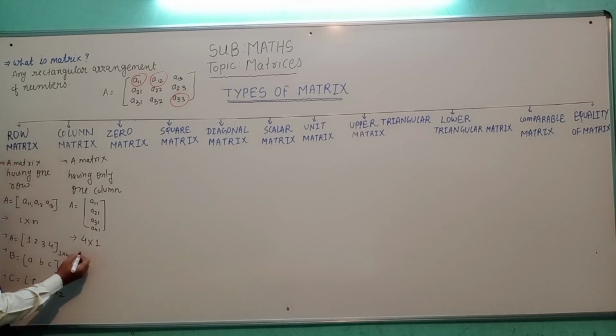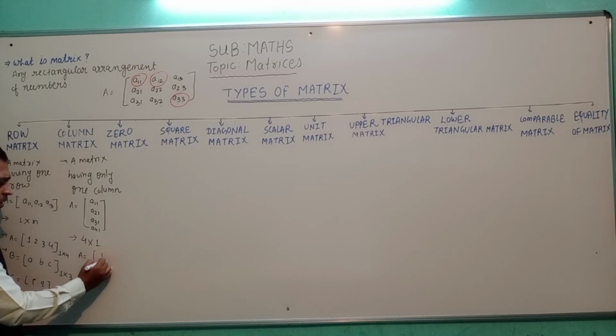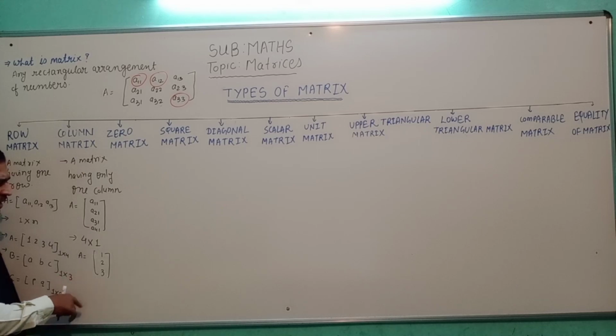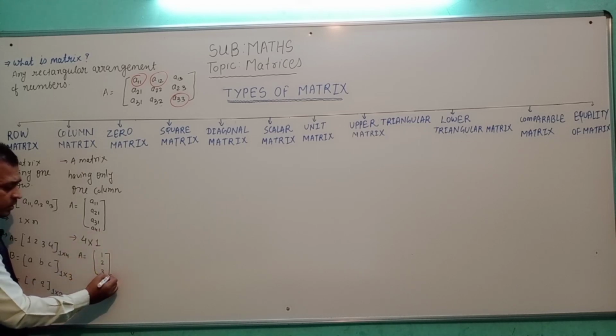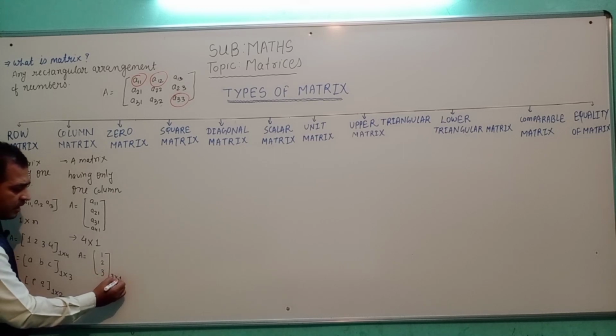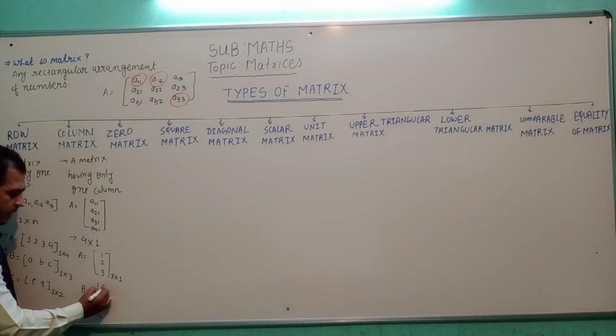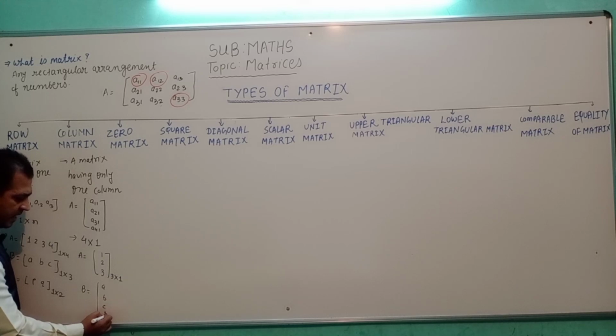Let us see the example. Suppose a matrix A, 1, 2, 3. So students, here you can see that this matrix has 3 rows and one column. So the dimension of this matrix is 3 by 1. Similarly, B, A, B, C and D. So the dimension of this matrix is 4 by 1.